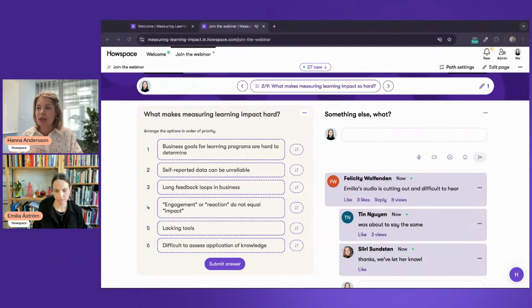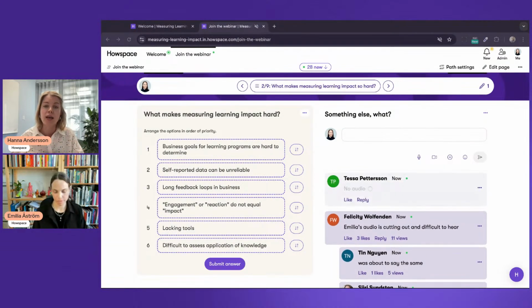Self-reported data can be unreliable, meaning that when we ask people to assess their knowledge, for example, and they do that for themselves, it might be biased, it might not be done correctly, people might assess their knowledge differently.